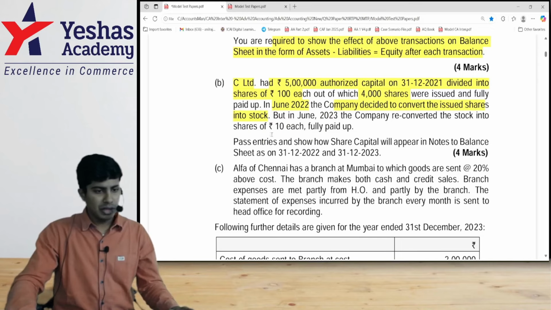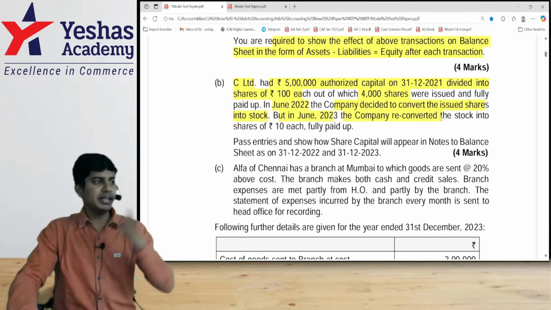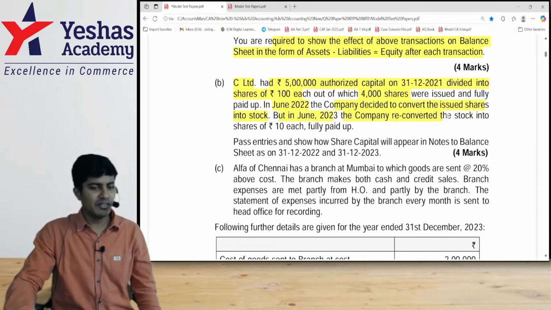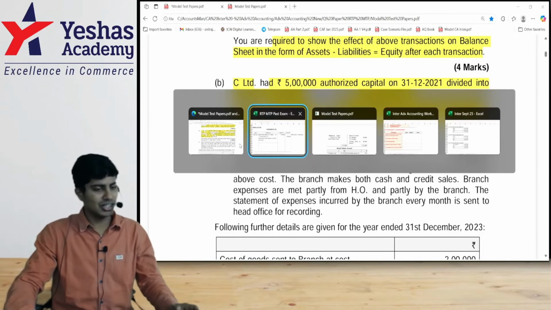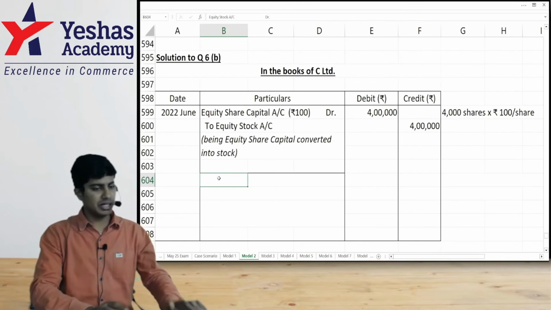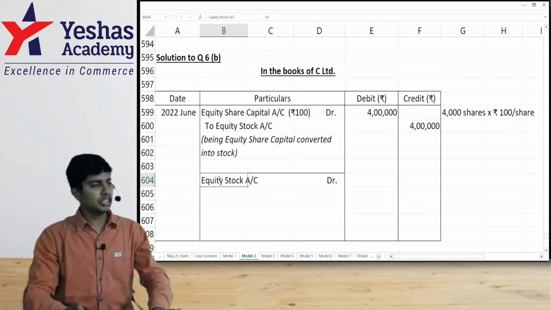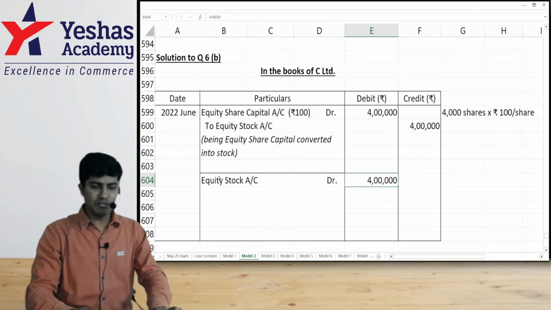Then what's happening? In June 2023, exactly 1 year from now, the company reconverted. Stock into shares. But this time shares are not of rupees 100, but of rupees 10. Anyways, the amount will be the same in total. I would write the entry: equity stock account debit. Stock does not have any fraction or any denomination. This will be 4 lakh rupees.